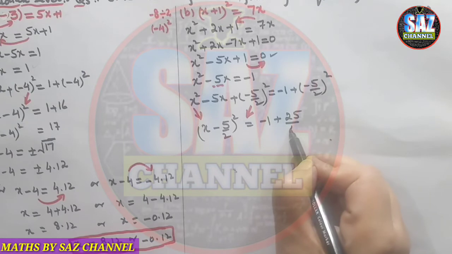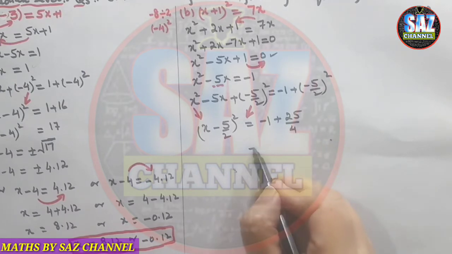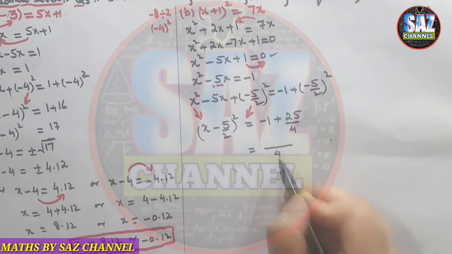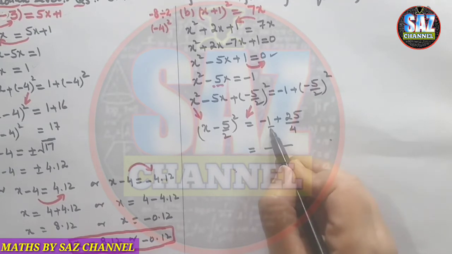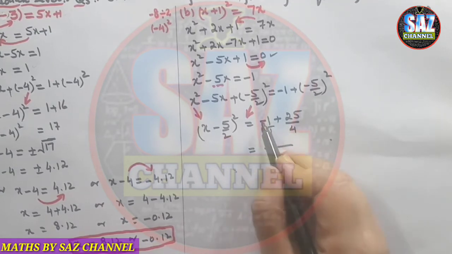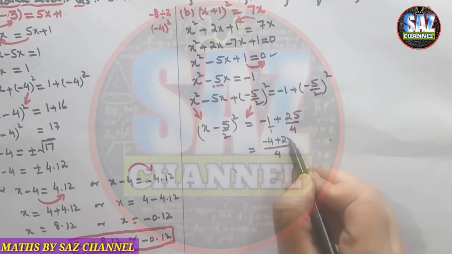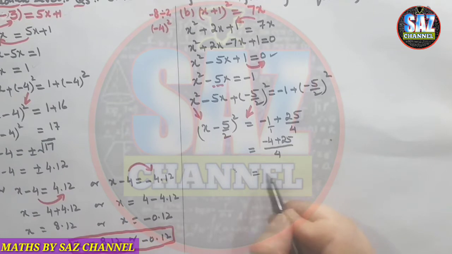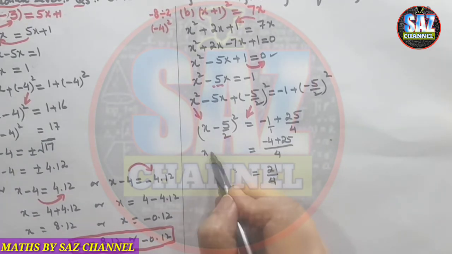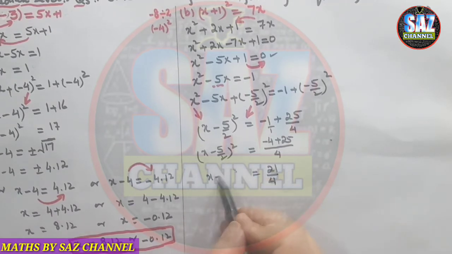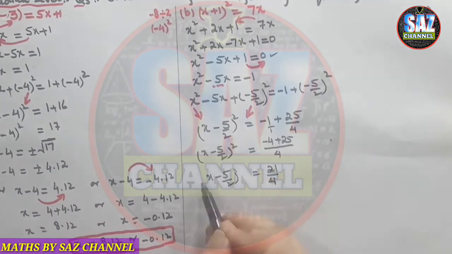First of all, we have to solve the right hand side by taking the LCM. 4 will be the LCM. 1 is the denominator here. I have to multiply 4 by minus 1, so minus 4 plus 25. This will give me 21 by 4. So x minus 5 by 2 whole square equals 21 by 4.